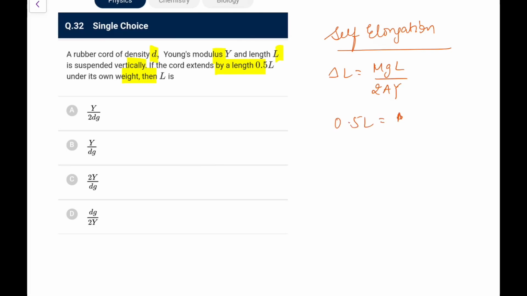So 0.5 L is, m here is density D into volume AL into g into L upon 2AY. That is what I can write. So this was D. Okay, so this A goes, L and L goes, so the value of L comes out as, if I do this now, 2 into 0.5 would be 1, so Y upon dg. So go for option B. This is the appropriate one here.